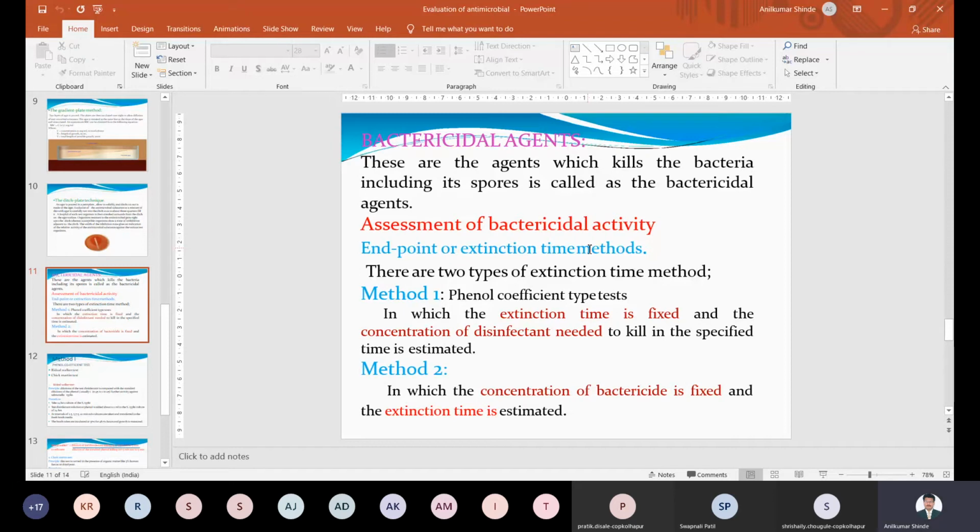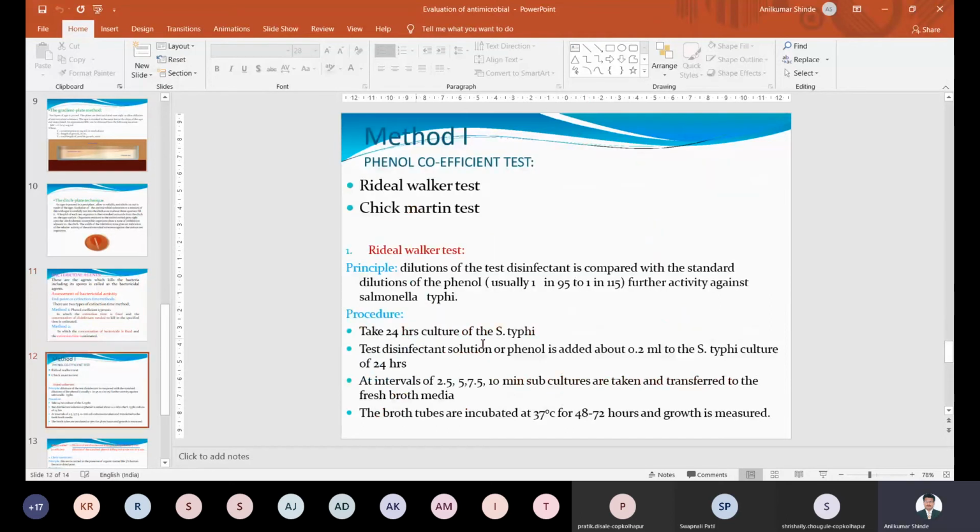Right. So we have seen that the Kelsey-Sykes test is there. In that Kelsey-Sykes test, the concentration of the bactericidal agent is fixed, but we add three times the concentration of the test organisms and determine how much time is required to kill the organisms. For the first step it is 8 minutes, the second step is 18 minutes, and the third step is at 28 minutes. From that, we can determine how much concentration can kill the organisms or not. So this is about the bactericidal activity. We have already seen that.